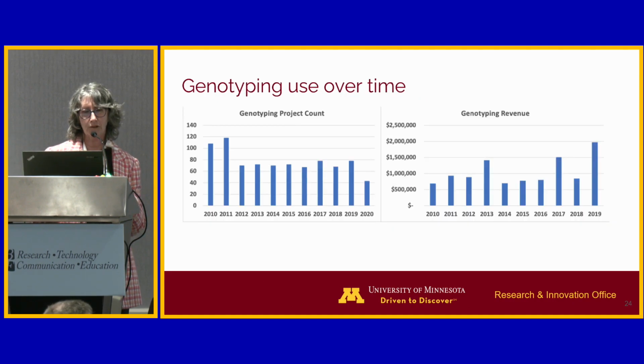This is another one, genotyping use over time. You can see that was stable around 60, although maybe dropping off a little bit. But it's generating quite a lot of revenue, right? $500,000 to $1 million. So maybe that's when you don't phase out as readily.